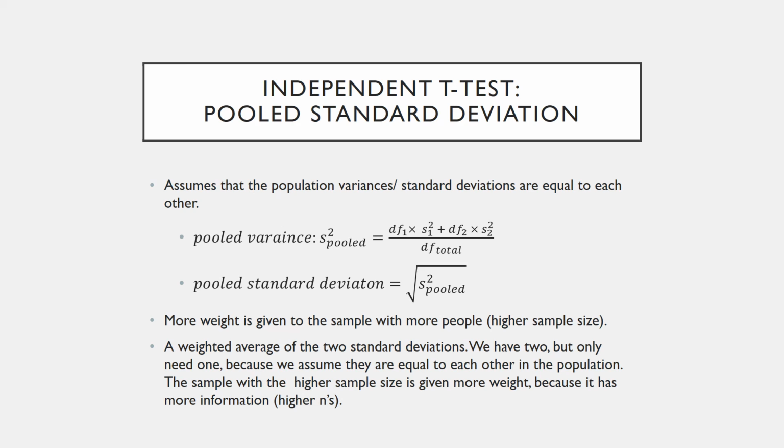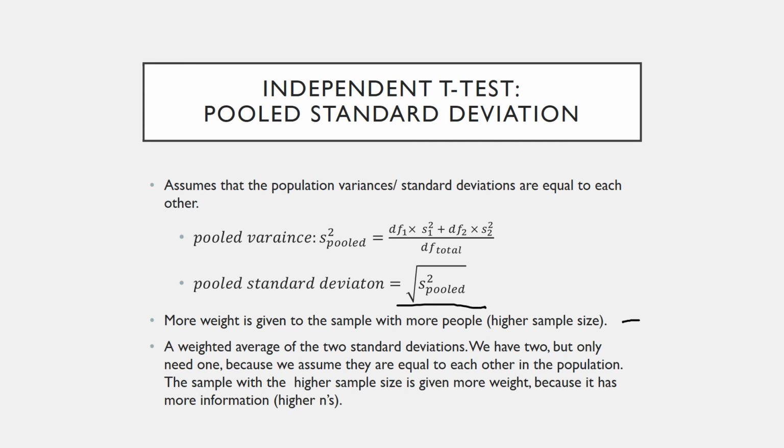And we're going to assume that in the population, though, they're equal to each other. It's just that the standard deviation with the higher n is more accurate, and so we're going to give more weight to it, okay? After we get the pooled variance, we can also get the pooled standard deviation. And that's just the square root of the pooled variance. And again, more weight is given to the sample with more people.